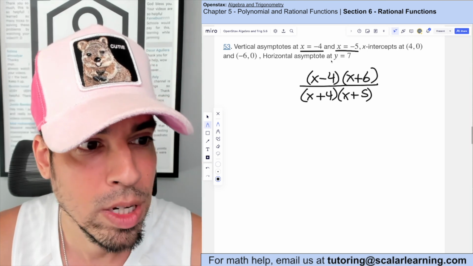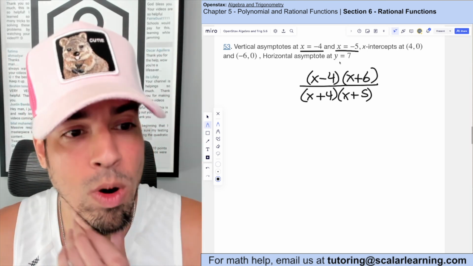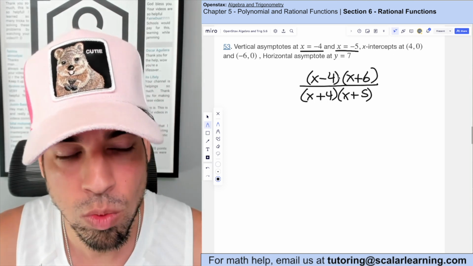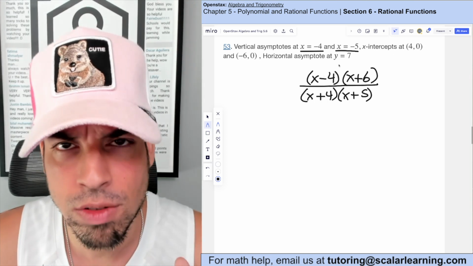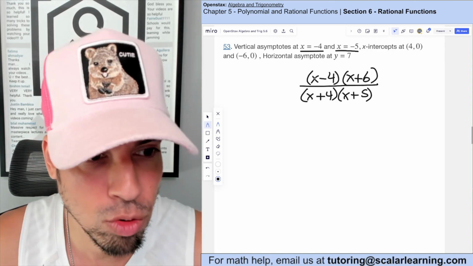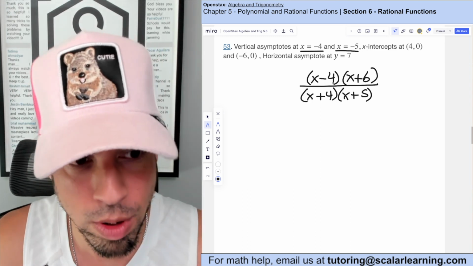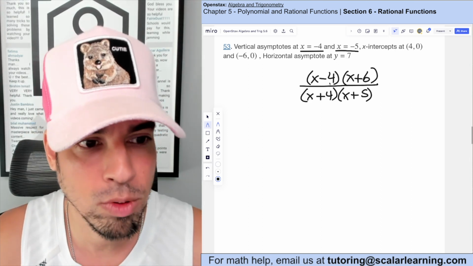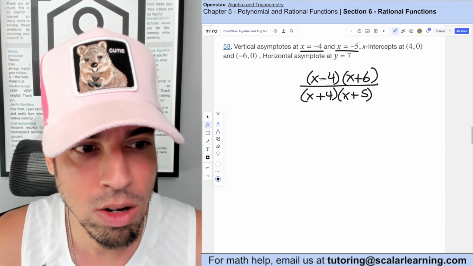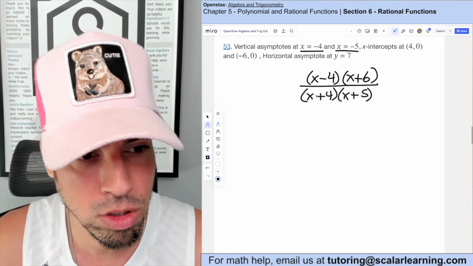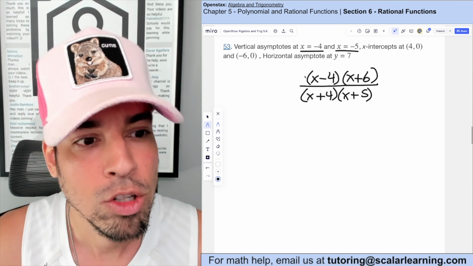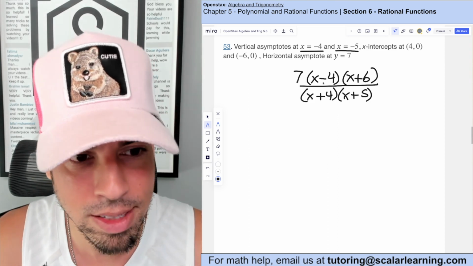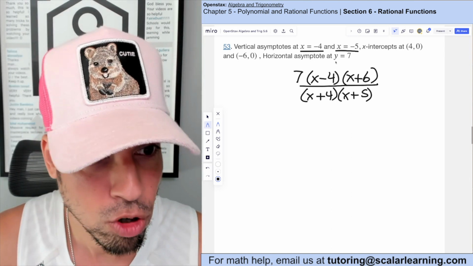And then again, we have this horizontal asymptote at y equals 7. So what does that mean? That means that as we go right and left, we're approaching this value of 7, which really means that the degree on the top and the bottom are going to be identical, which right now they are, and the ratio of the leading coefficients is going to be 7 over 1. Well, right now, if I were to FOIL this out, I'd just get x squared and other stuff, and then down here, x squared and other stuff. So all I need is to multiply that top x squared by a 7, and we're in business. We got that correct horizontal asymptote.